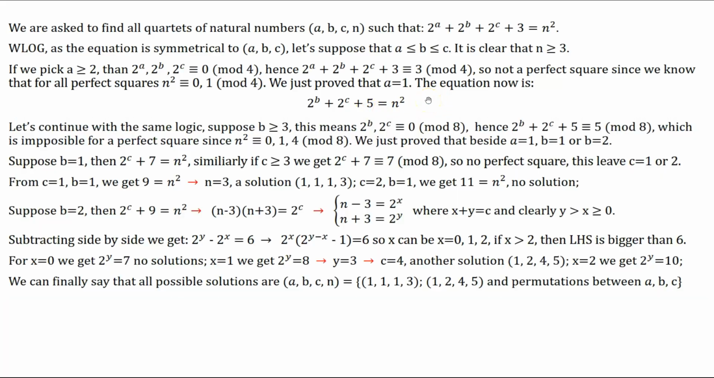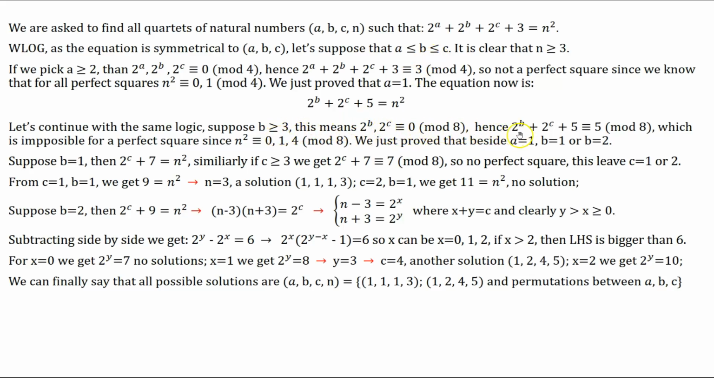Now we should continue the same reasoning for the remaining part of this problem. With the same logic, let's suppose that in this case b is greater or equal to 3. This would mean that 2 to the power b and 2 to the power c will be congruent to 0 modulo 8. So when 2 to the power b and 2 to the power c are divided by 8, they will give a remainder of 0 if b is greater or equal to 3, and consequently even c, which is greater or equal to b, will also be greater or equal to 3.